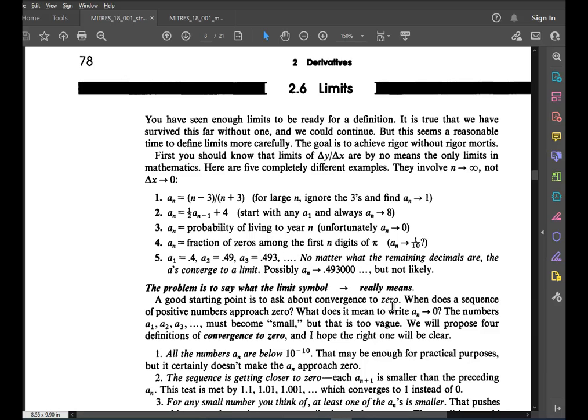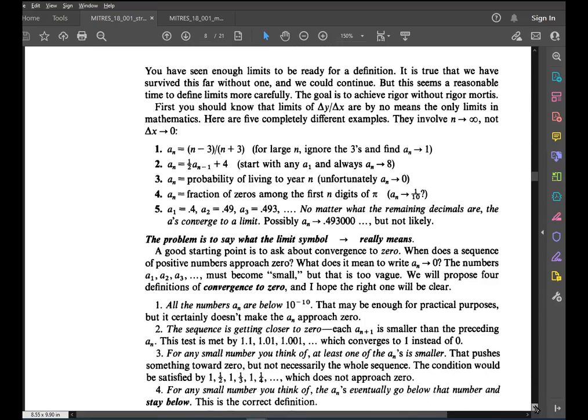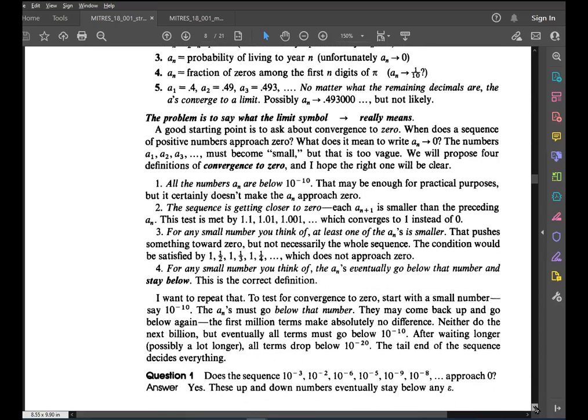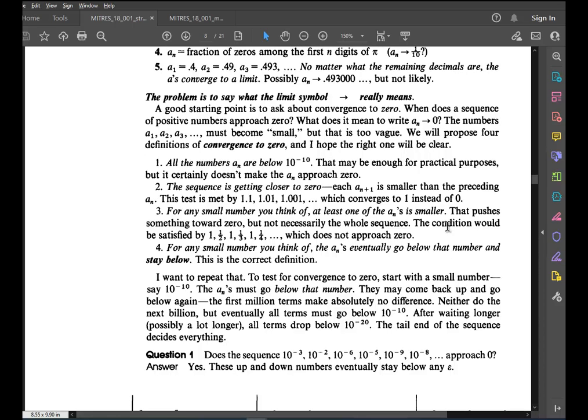All right, now here's, I like the way he does this. He says these things are not what it means to approach a limit. So he asked this question, what does it mean for a sequence of positive numbers to approach 0? Now we can have limits approach other things like 1 or 10 or anything else. But let's start with a simple case.